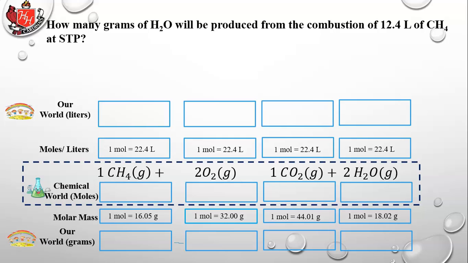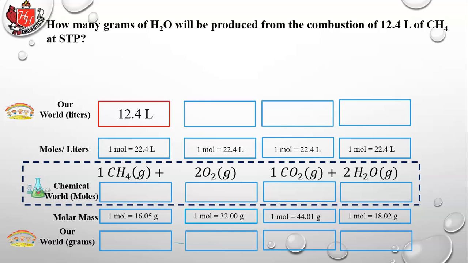How many grams of water, H2O, will be produced from the combustion of 12.4 liters of CH4 at STP? That is at 0 degrees centigrade and 1 atmosphere pressure. Standard temperature pressure. Okay, so let's go ahead here. And we're starting with 12.4 liters of CH4.